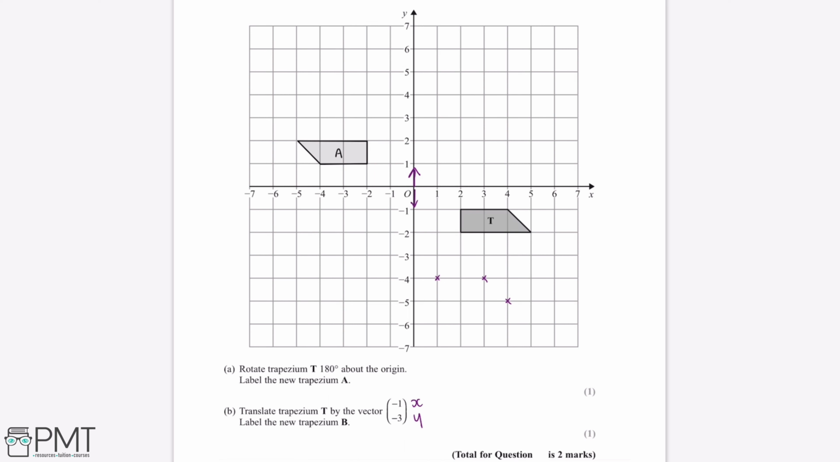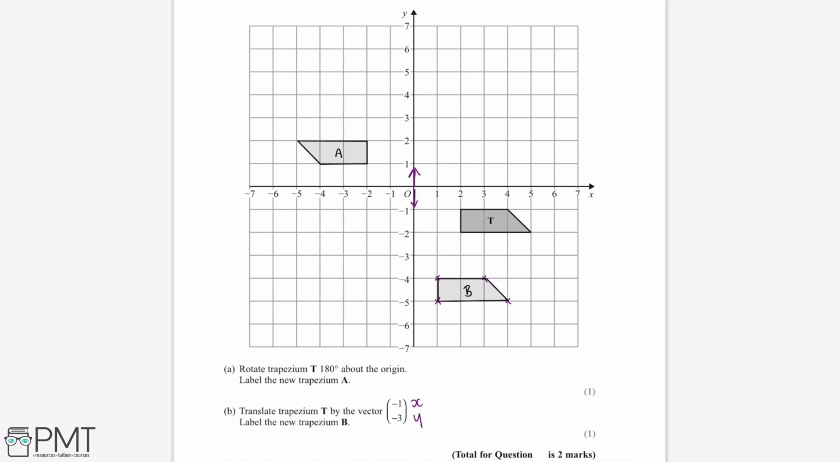And as you can see, we're starting to form a trapezium shape. So our final point is 2, -2. So again, minus 1 from the x-axis and minus 3 from the y-axis, and this should give us an answer of 1, -5. And now the final thing to do to complete this question is join the crosses which we've drawn. And this is trapezium B.